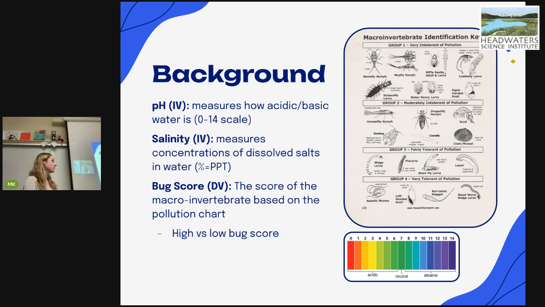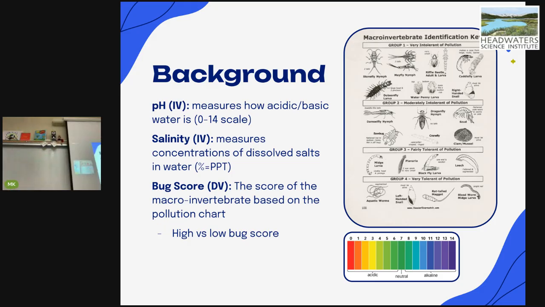The dependent variable that we measured in our experiment was the score of the macroinvertebrate based off of the pollution chart, which Summer will explain. So we were given an identification chart with 4 groups, 1 being very intolerant to pollution and 4 being very tolerant to pollution.